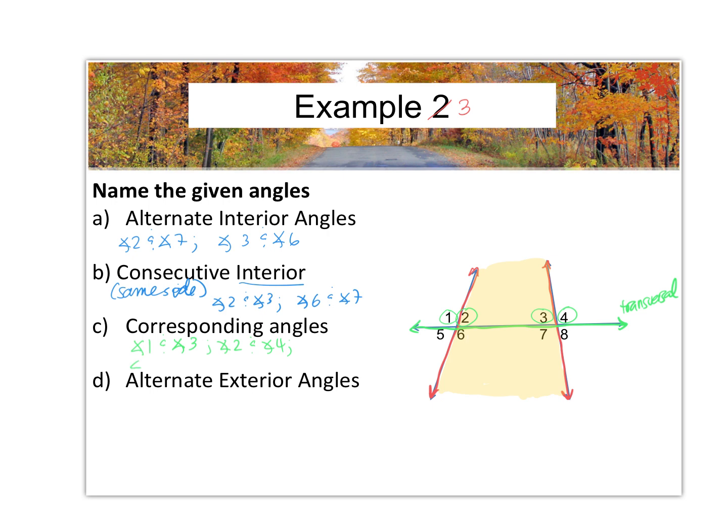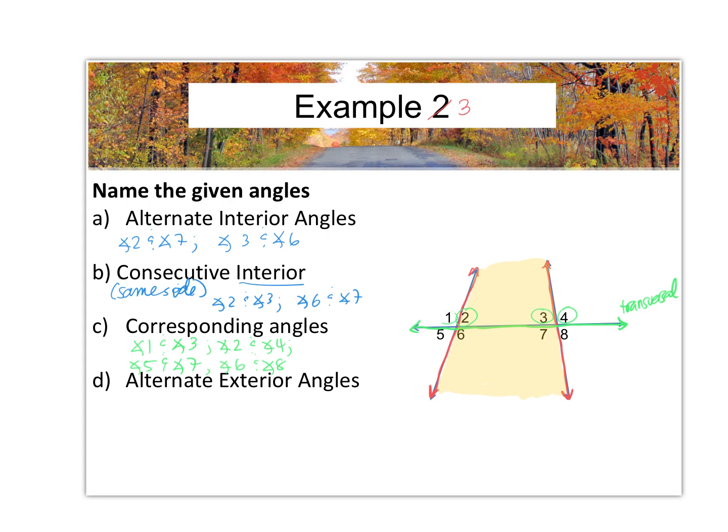And going with that, I'm going to have angle 5 and angle 7 are also corresponding, and angle 6 and angle 8. So those are my 4 pairs of corresponding angles. And then the last thing we're going to do is alternate exterior angles.